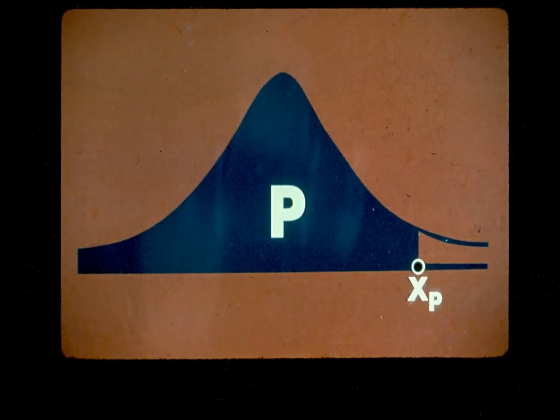Now, in order to use the t-distribution to determine confidence limits or even to test hypotheses, as will be discussed in a separate presentation, we must determine percentiles of the t-distribution. As shown here, recall that the percentile x sub p of the distribution of any variable x is that value of x below which the area under the distribution curve is p. That is, the proportion of the population of values of the variable that lie below x sub p is p.